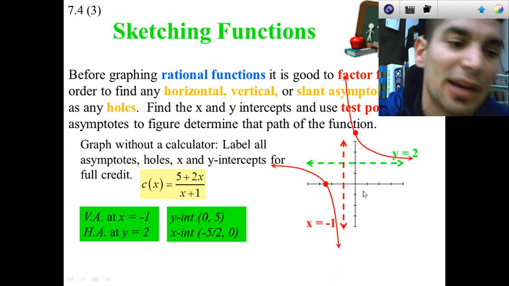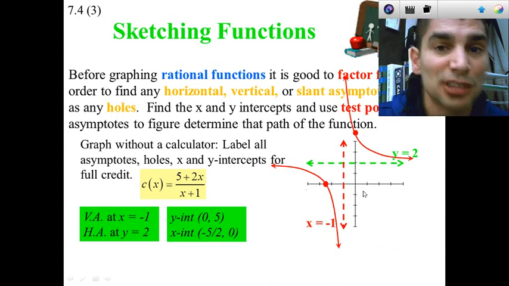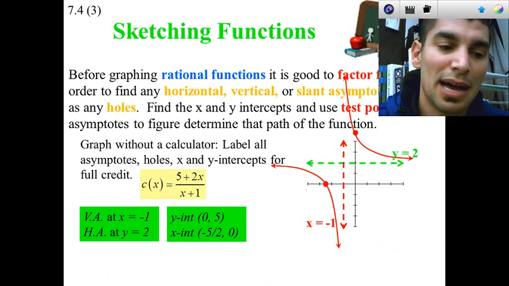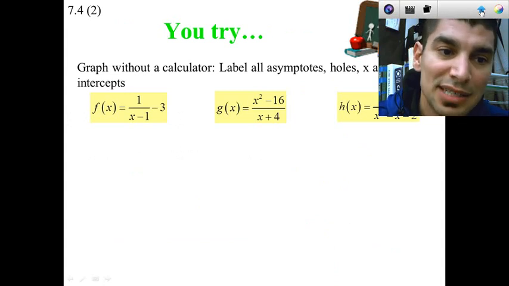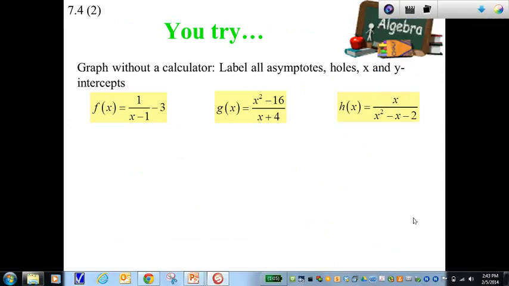So now I have a couple of examples. Feel free. Now I want you to try them. Without a calculator, you have 3 functions. Try graphing, compare with your neighbors, see if you all agree. You should be able to do this without a calculator. You may work in groups. We only have one more slide after this.